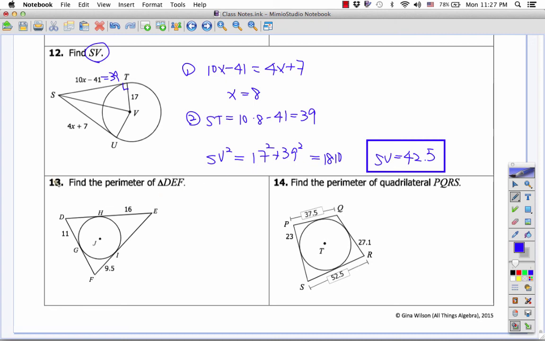Try to do 13 on your own. It's the same way. So if it's 11 here, it has to be 11 here. 16 here, it has to be 16 here. 9.5 there, it has to be 9.5. So then if you add it all together, you should have 73. Okay. And I will leave you with 14 to complete on your own. Your final answer should be 180.